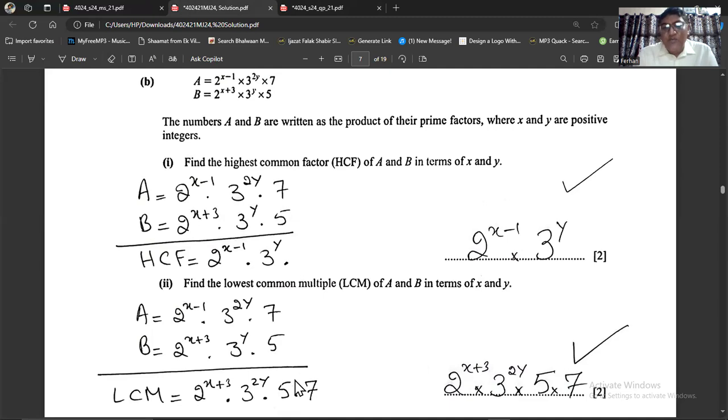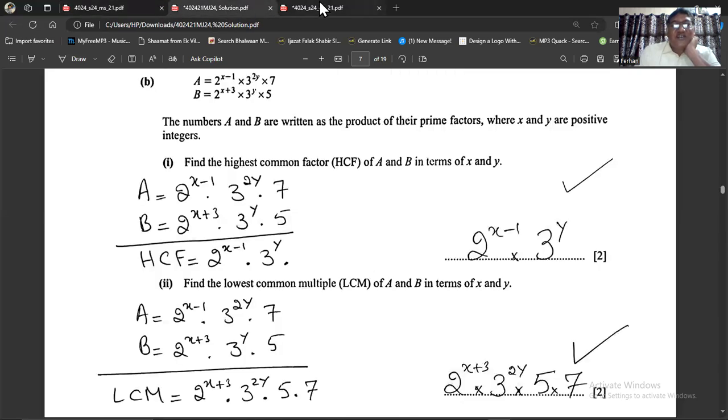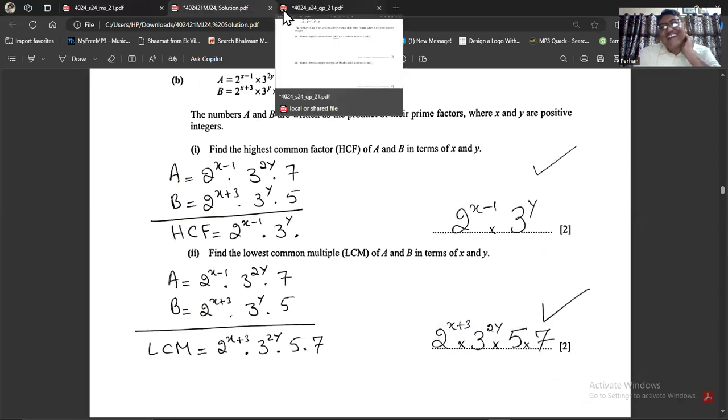The 7 and 5, they both will come in the LCM. In the LCM, we take the common factors with their largest powers, and those factors also which are not common in them. So you will have 2 raised to power x plus 3 multiply 3 raised to power 2y multiply 5 multiply 7. So this is how you find the LCM, and you can look at the answers. Our answer is right. Okay, so let me reduce the size so you can see the whole part together. I hope you understand. This was fun.